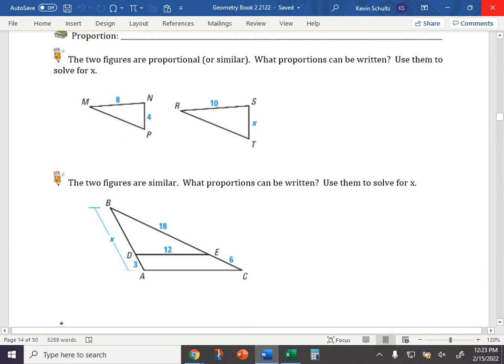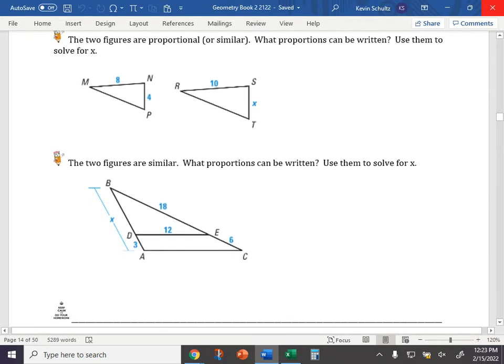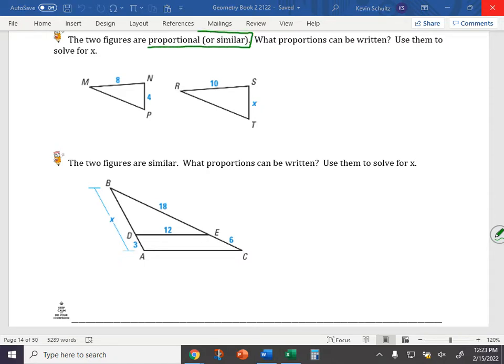But getting into the crux of it here, okay? Using proportions to solve for missing sides of similar figures. We talked yesterday about how similar figures means they are proportional. Okay? Not congruent, not same size, same shape, but proportional. Same shape, different sizes. Okay?